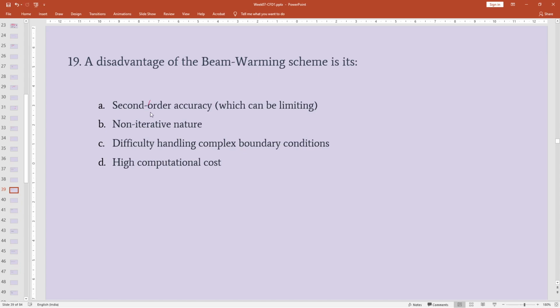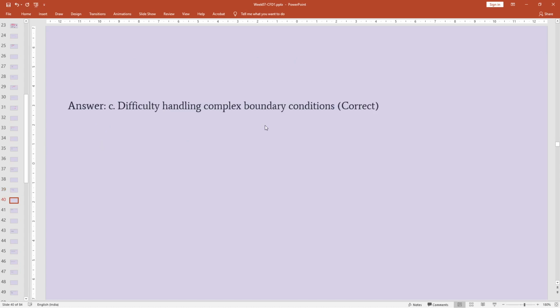Actually, second order accuracy is not limiting. So this is an advantage, not a disadvantage. The main disadvantage is the difficulty in handling complex boundary conditions, not any boundary condition, but difficulty in handling complex boundary conditions.